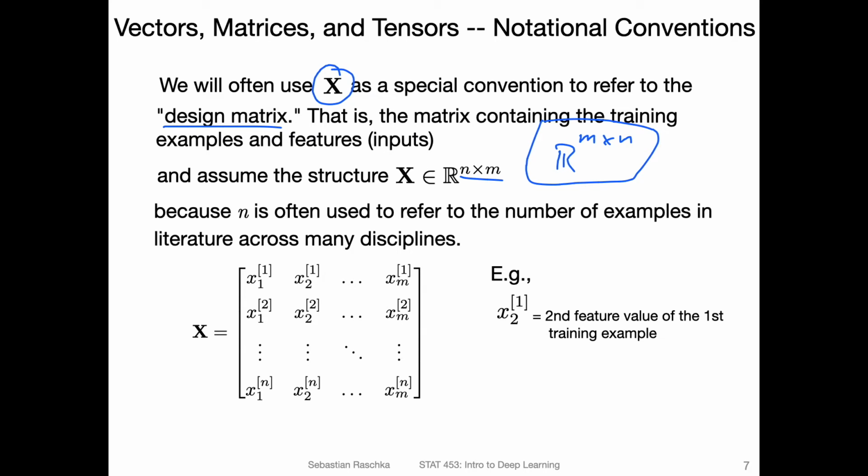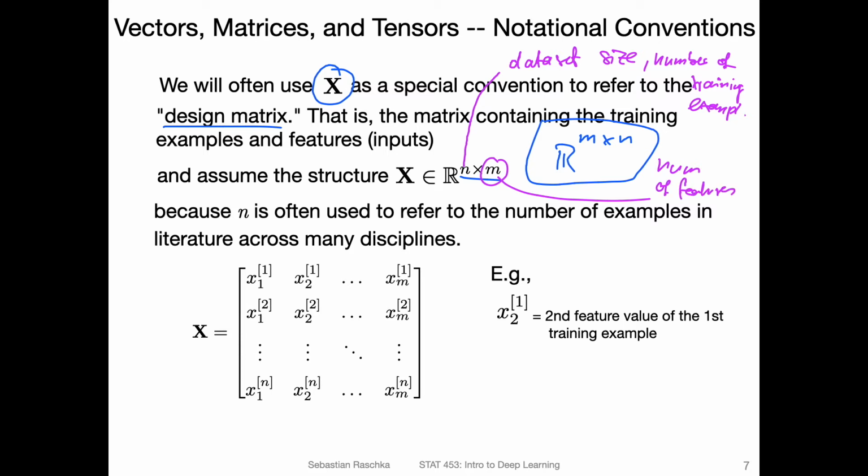The letters m and n don't matter really, but there is a convention in machine learning and deep learning that most people use n for the data set size in terms of the number of training examples, and m is the number of features. So this is why I'm writing it as n times m, but it's also not super important.